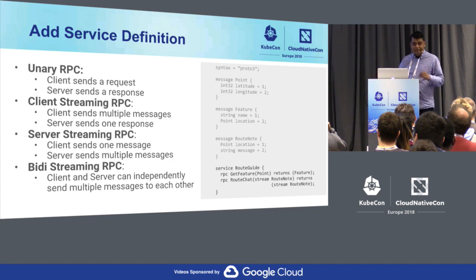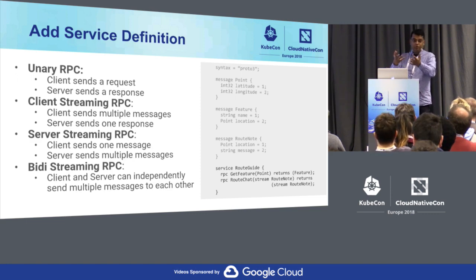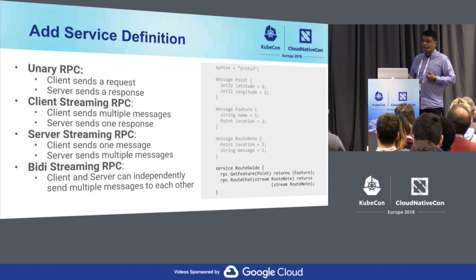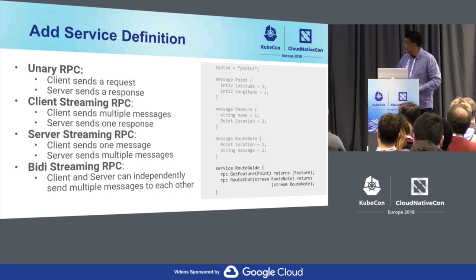And then bidirectional streaming is similar to asynchronous communication. I am talking to Sree and Sree is talking to me. I don't know when he's going to talk to me. He doesn't know when I'm going to talk to him. So clients and servers send multiple messages asynchronously to each other.